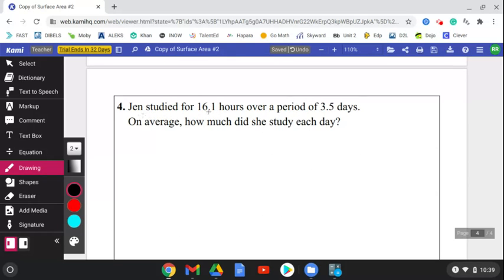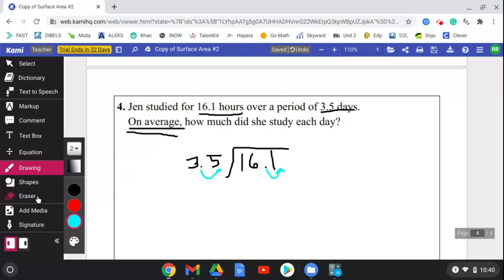It says Jen studied 16.1 hours over a period of 3.5 days. And it says on average, how much did she study each day? Okay, so because we want an average amount that she studied each day, you need to take your total hours, 16.1, and divide by the period of the days, so 3.5. So 16.1 divided by 3.5. Because you have a decimal outside the division bracket, you have to move that decimal one space to the right, of course, on both numbers. So draw me a little arrow there to show that you move it one space to the right.